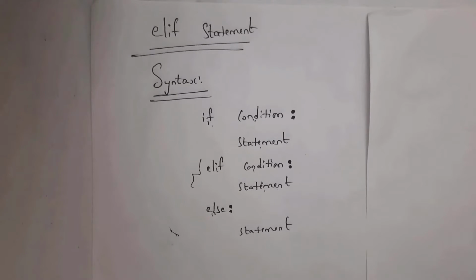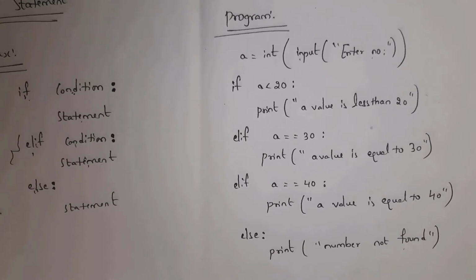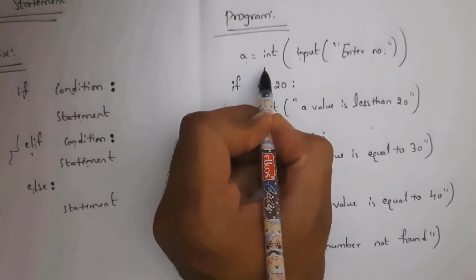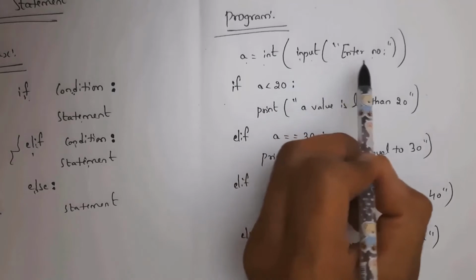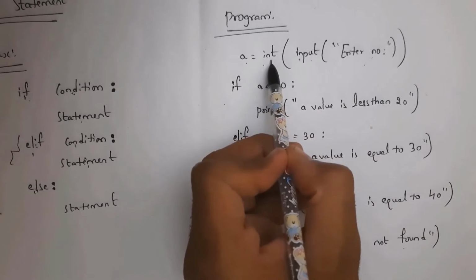It's not like you need to give only a single elif condition. However many elif conditions you want, that many elif conditions you can give. I will give an example so that you can clearly understand how this elif statement will work. This is a Python program for the elif statement. Here I took the variable name as a and I want to give input after executing the program. So here I took the input function and inside the input function I wrote enter number and I want to give only an integer number. So I took here data type as int.